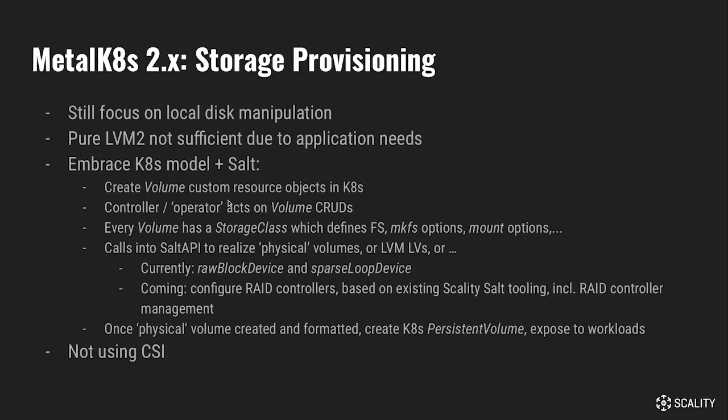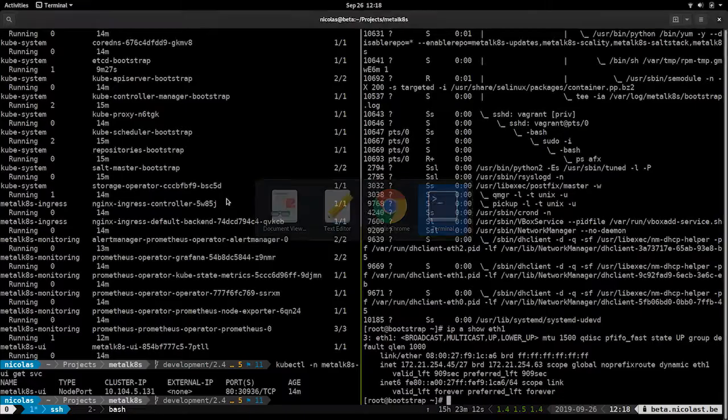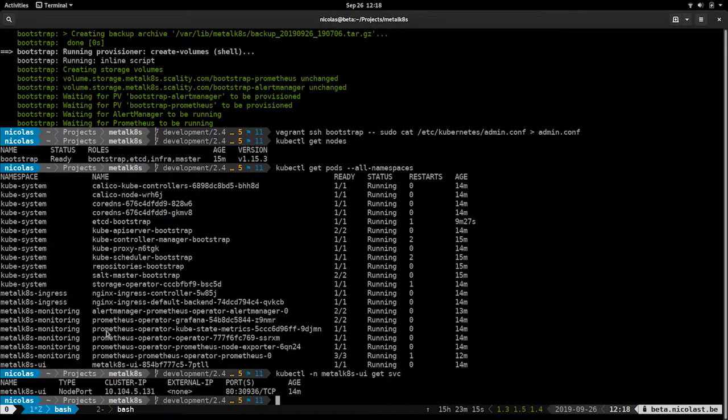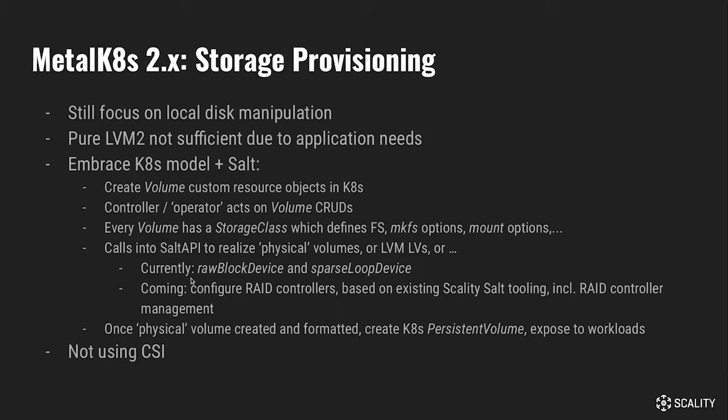As said before, we embrace this Kubernetes model and Salt. So what we do is we came up with a so-called custom resource definition, which is the extensibility part of the Kubernetes API. And we created a new kind of object that you can store in that API called volume. And then we have an operator which runs in your cluster. It's one of the pods that you can see in here. Our storage operator right there. So we have one instance of it running, which will see when you create a new volume custom resource. In the custom resource, you describe what that volume should look like.